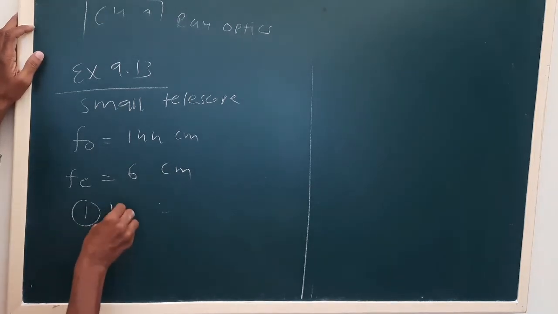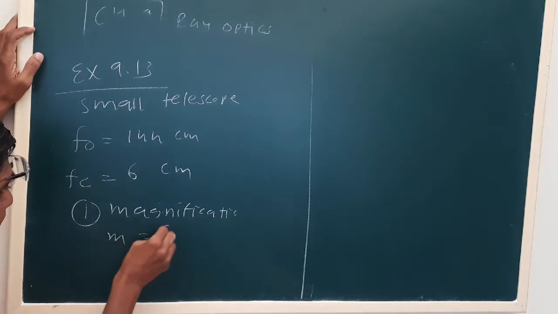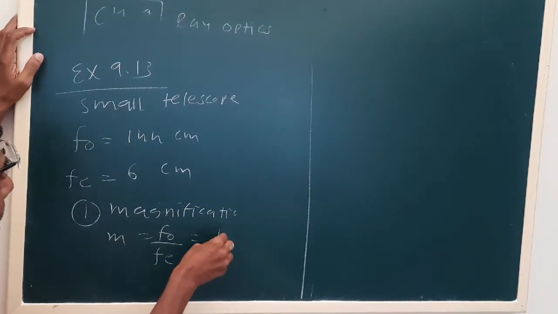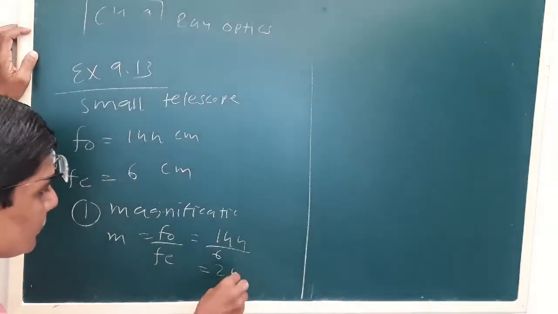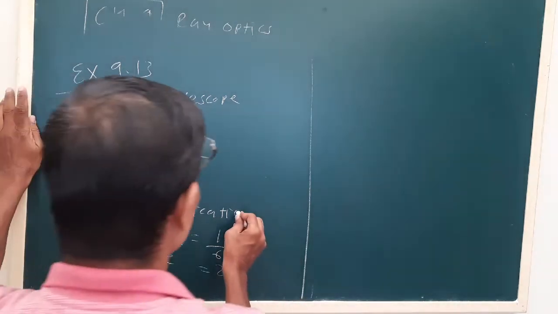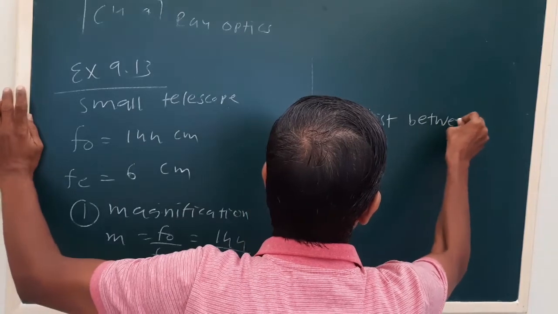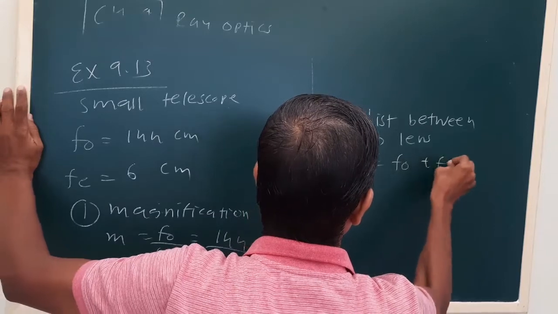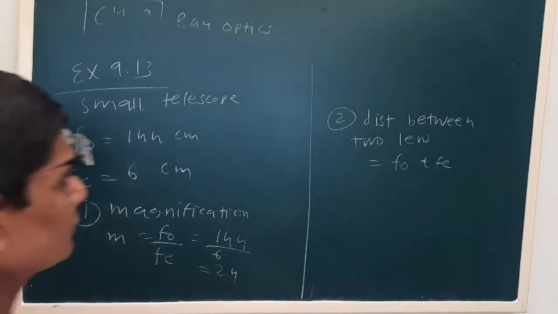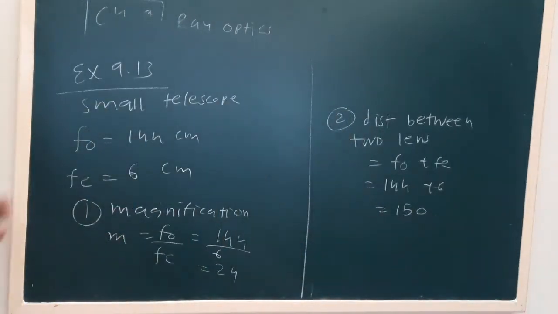Now see the magnification, FO by FE. That turns out to be 24, and the distance between two lenses, that is 150. So this is how we can obtain the distance between two lenses.